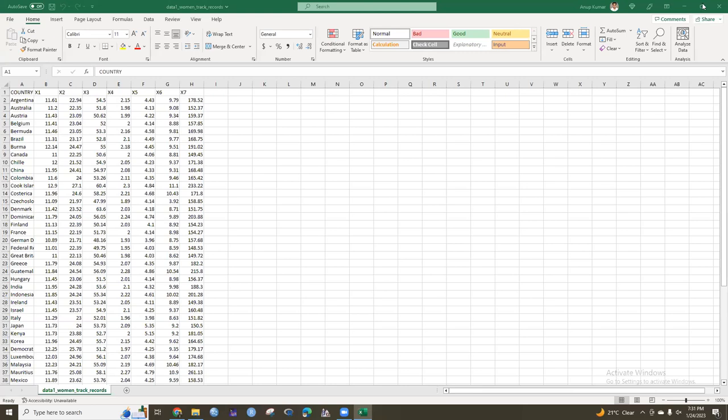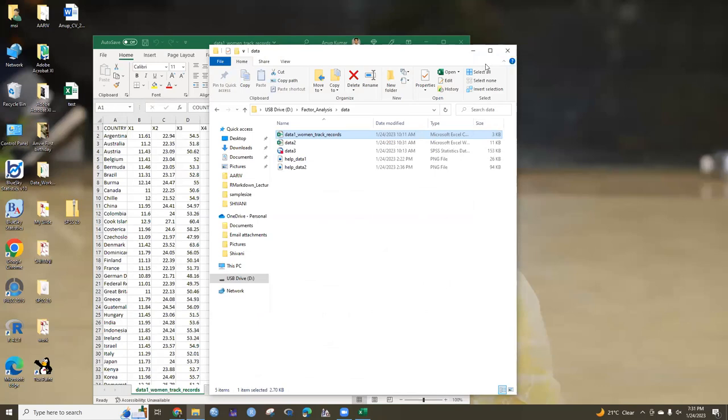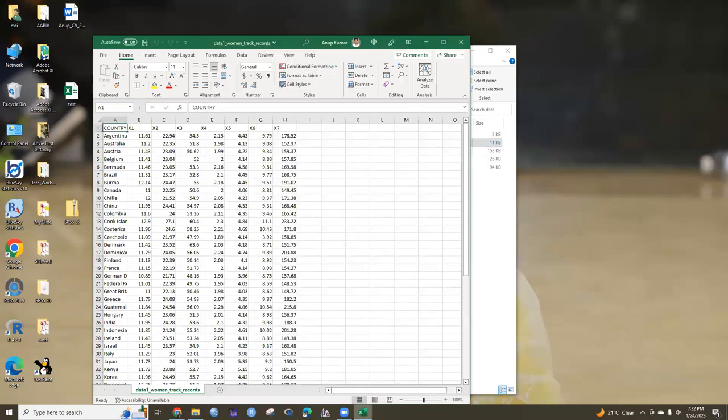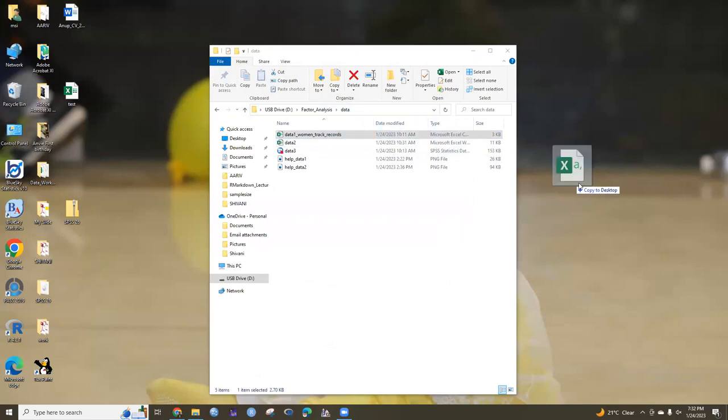Okay, if somebody finds it difficult to find, I'm again going to share these data sets into the chat box, data one and data two. I think I've opened it, that's why it is not sharing. Just a minute. Yes.